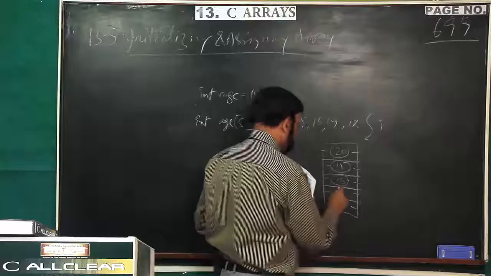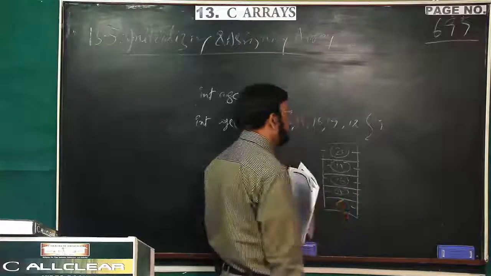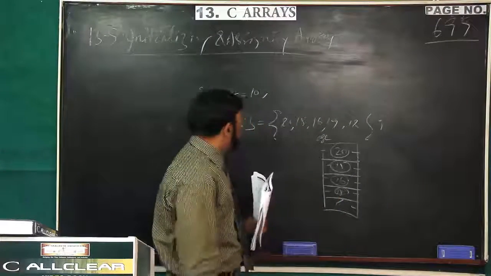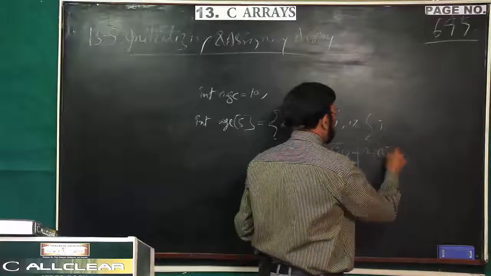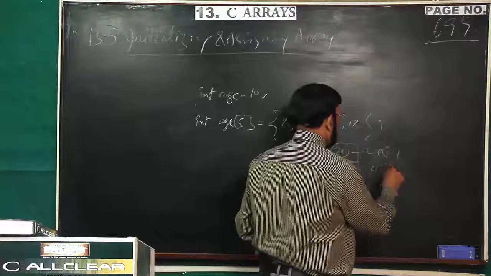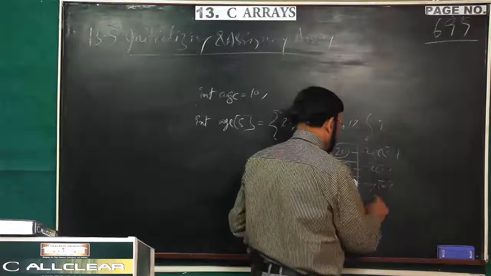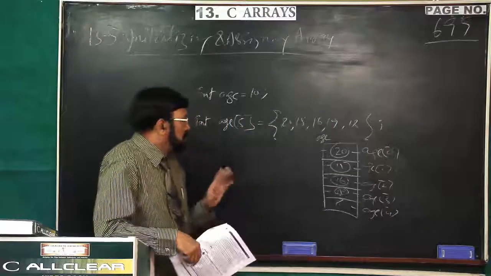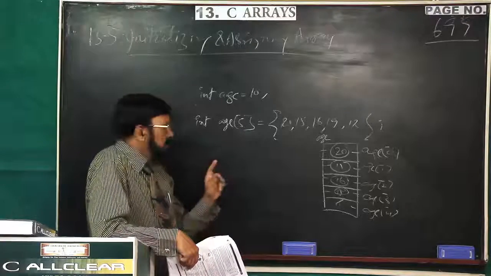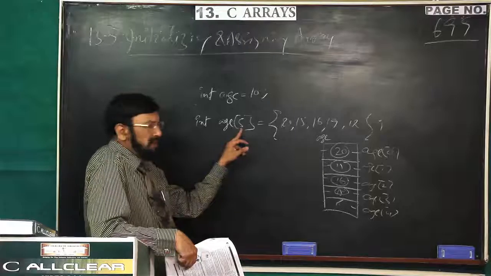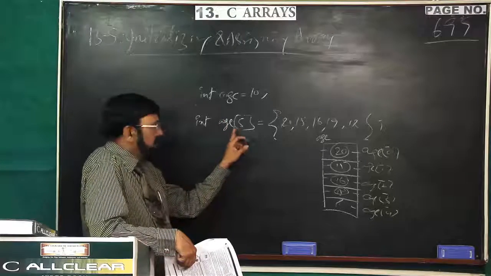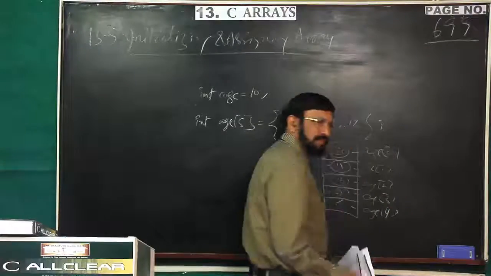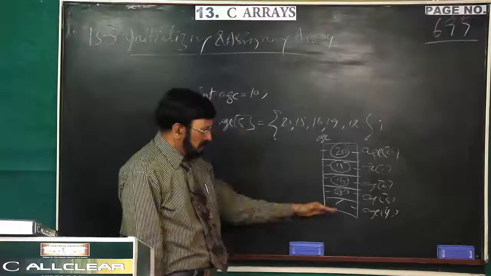15, 16, 19, 18, and how can we access this? Its name is age, the entire block name is age, and it is age 0, age 1, age 2, age 3, age 4. Here always you remember, commonly a beginner programmer commits an error like this. While declaring, it should be declared with the number of elements like 5. And for accessing the last element, age 4, if you write age 5 you are crossing the boundary.